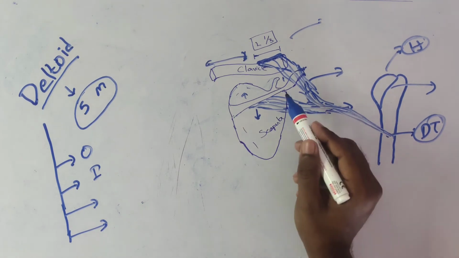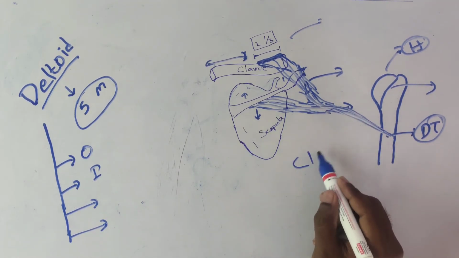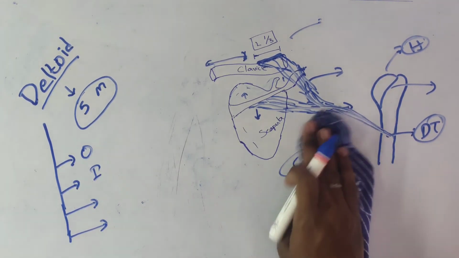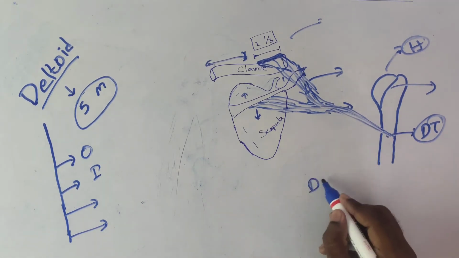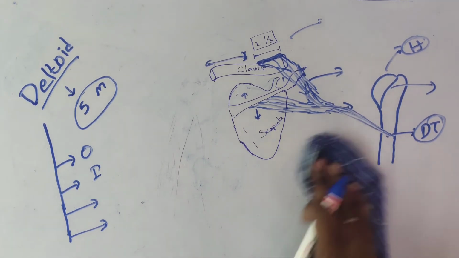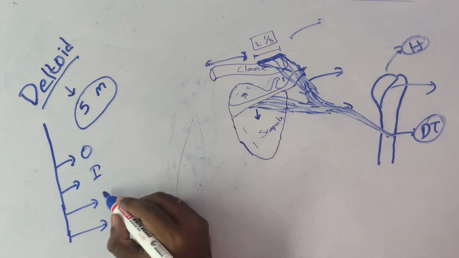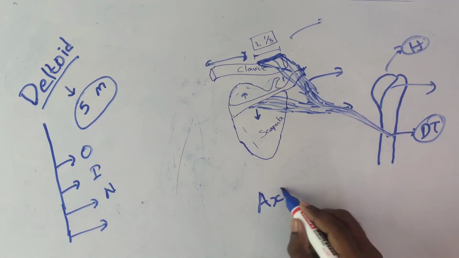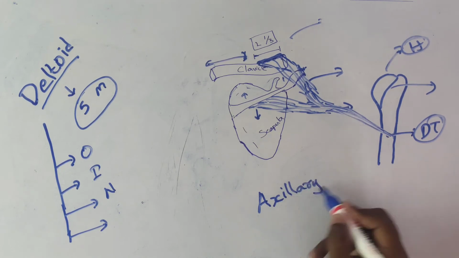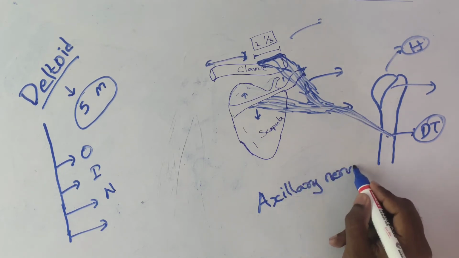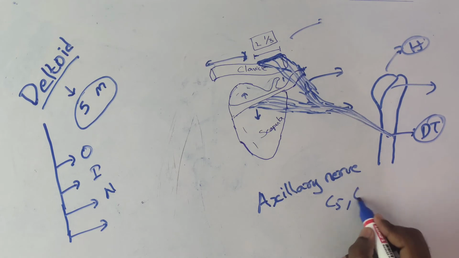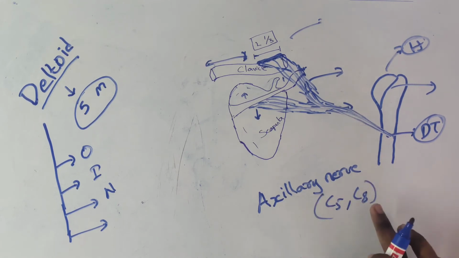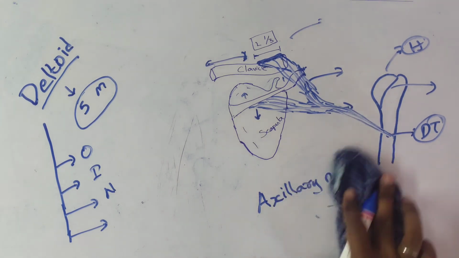Okay, so the origin takes place at clavicle, acromion and spine of the scapula, and the insertion takes place at the deltoid tuberosity of humerus. This is all about insertion. Now comes to the nerve supply, axillary nerve. Axillary nerve. We will study about axillary nerve later. Axillary nerve C5 and C6. That means cervical, 5th cervical and 6th cervical. C5 and C6. This is all about nerve supply.